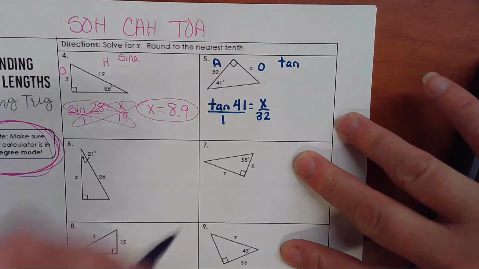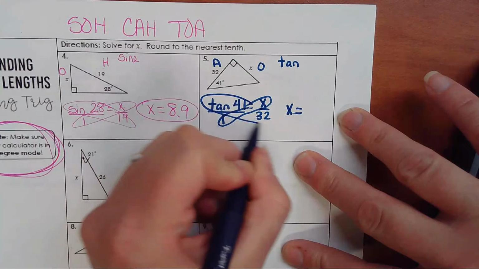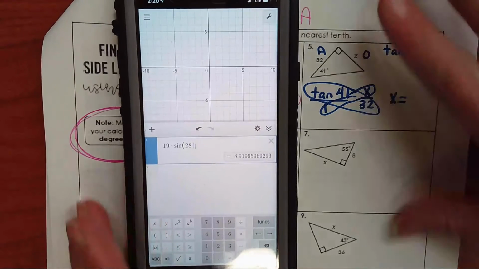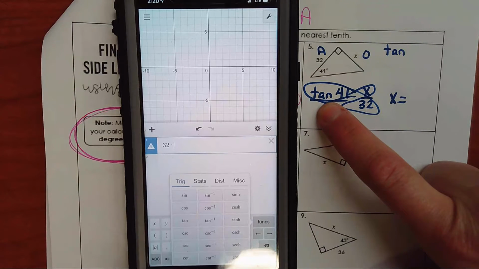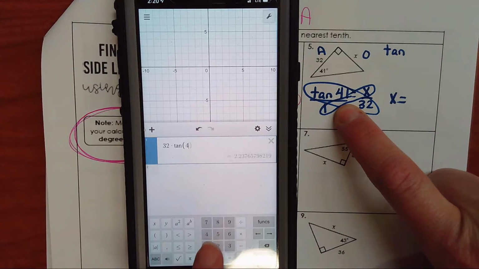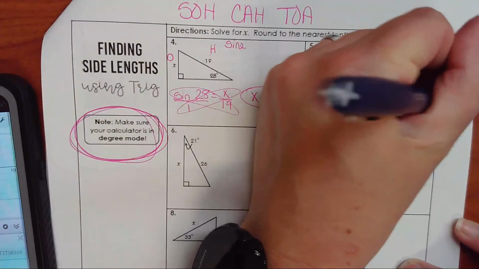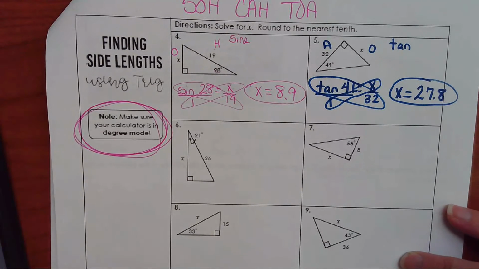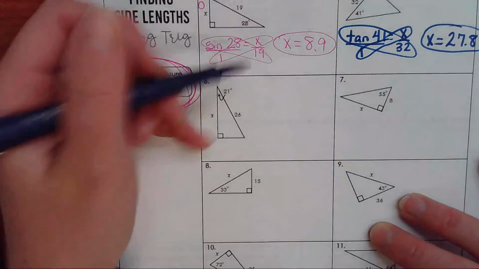Put the tangent of 32 over 1, cross multiply, x times 1 is x, and then I need to, in my calculator, do the 32 first, 32 times, and then I go to functions, tan 41, and I get 27.8. And there's that answer. So the hardest part is really, I personally think, figuring out, are you using sine, cosine, or tangent? And you're going to get pretty familiar with that hopefully this week.